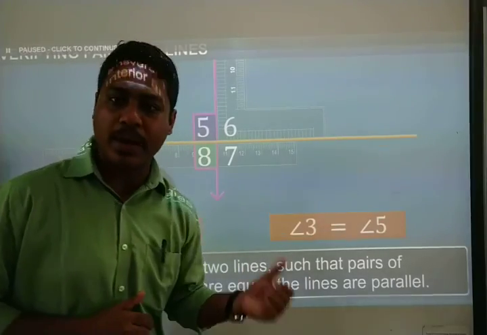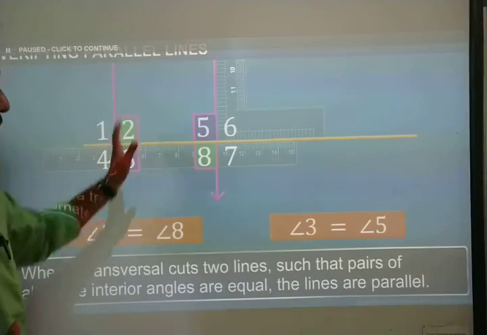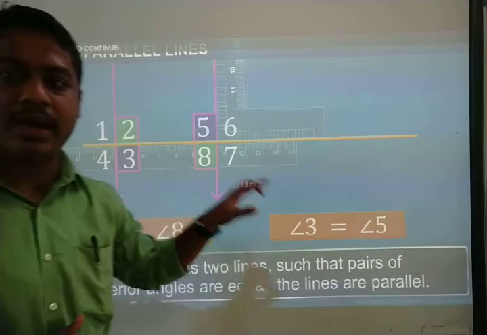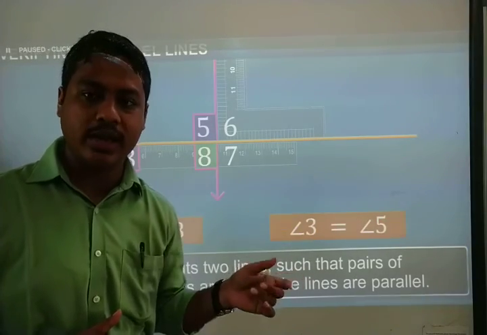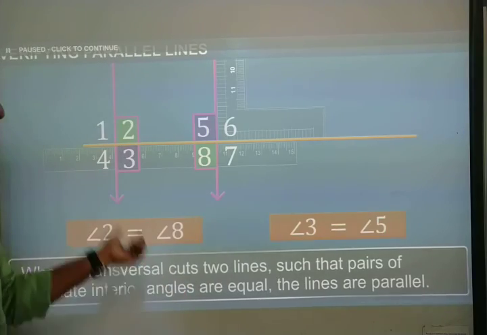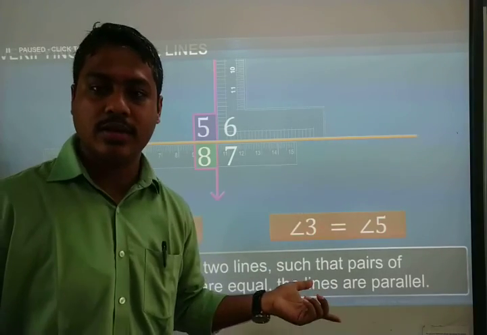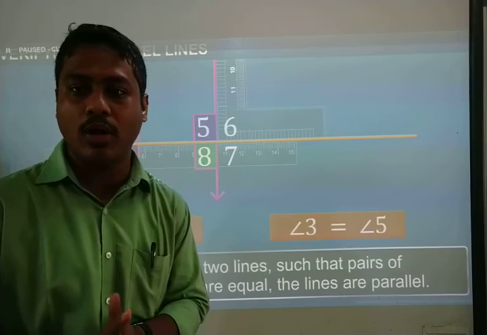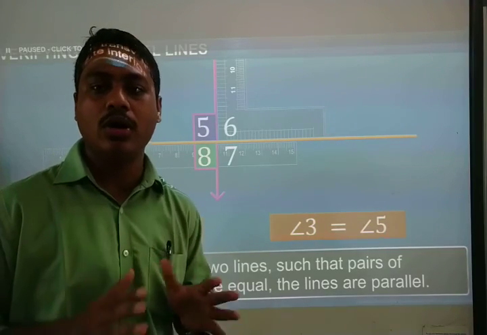So it is proved by the property of parallel lines that the two lines that we have drawn are parallel lines. We have proved it by two properties. The first is by the corresponding angles. The second one is by the alternate interior angles. So this is how we need to prove whether your lines are parallel or not.